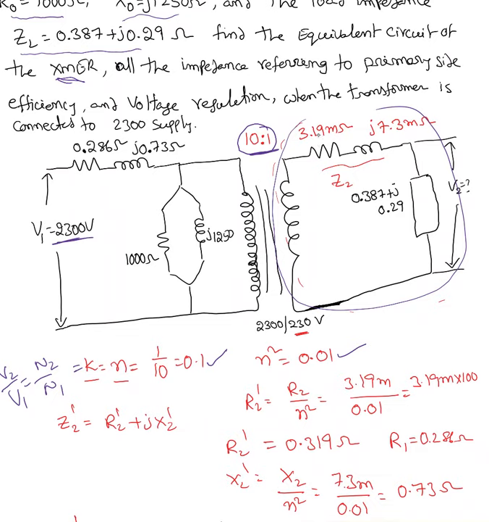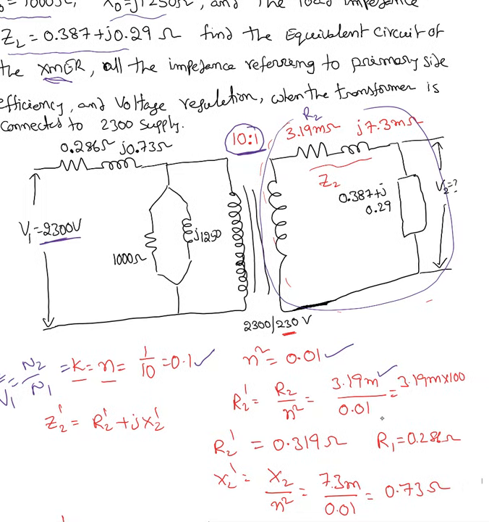So this is R2. When I move the R2 onto the primary side, I call that R2 prime. R2 prime equal to R2 over N square. R2 is 3.19 milli divided by N square, which is 0.01. That value is 0.319 ohm. So R2 prime is the equivalent impedance of the secondary, looking at it after transferring to the primary side.